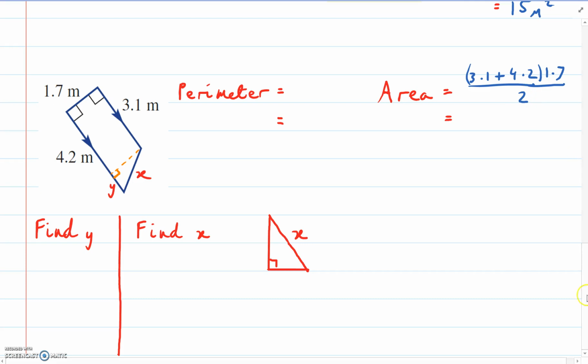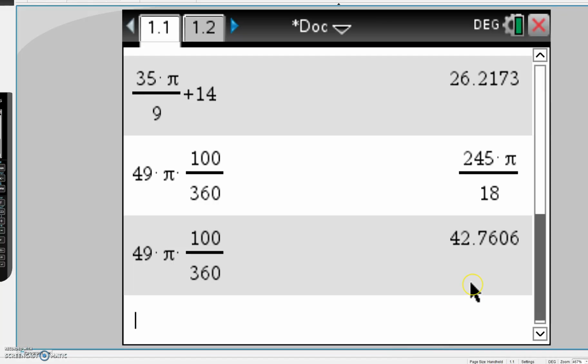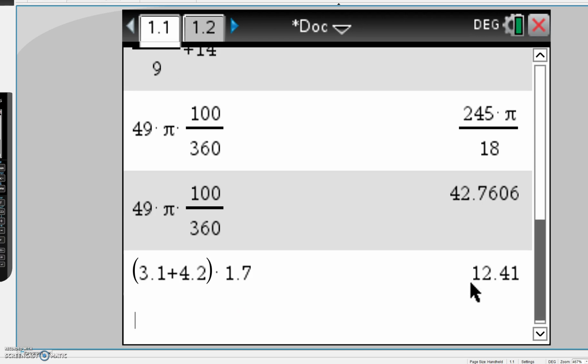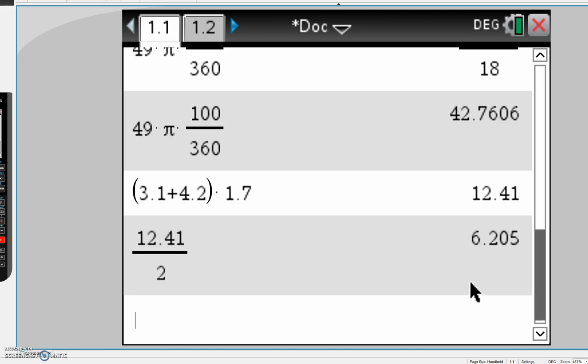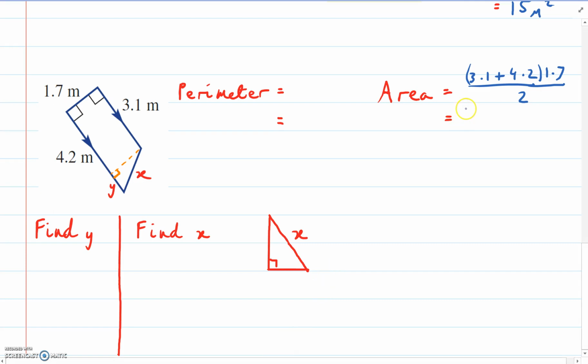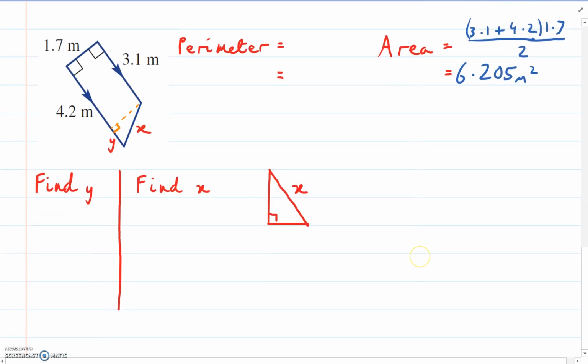I'm going to have to go to my trusty calculator. And then I'll divide that answer by 2, so 6.205 meters squared. Perimeter is a little tricky for this one.